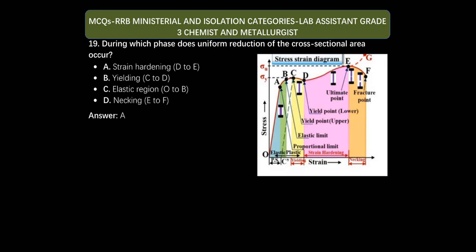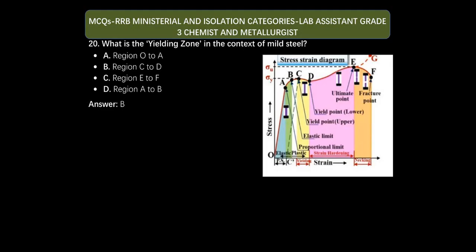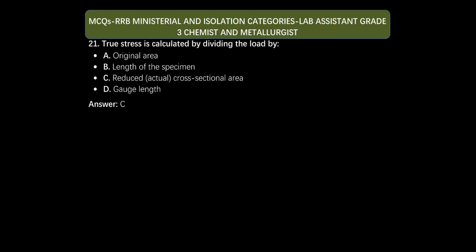During which phase does uniform reduction of the cross-sectional area occur? Option A, strain hardening, D to E. What is the yielding zone in the context of mild steel? Option B, region C to D. True stress is calculated by dividing the load by option G, reduced actual cross-section area.